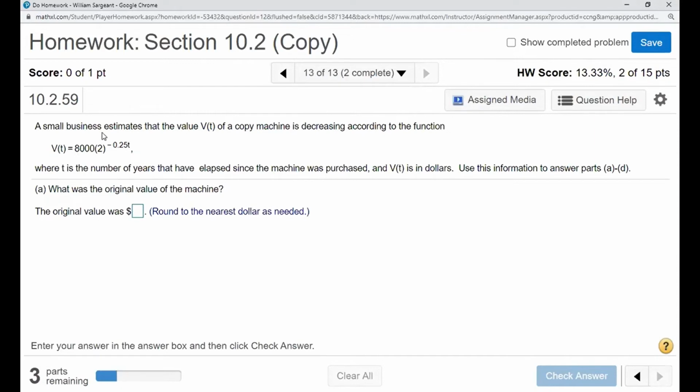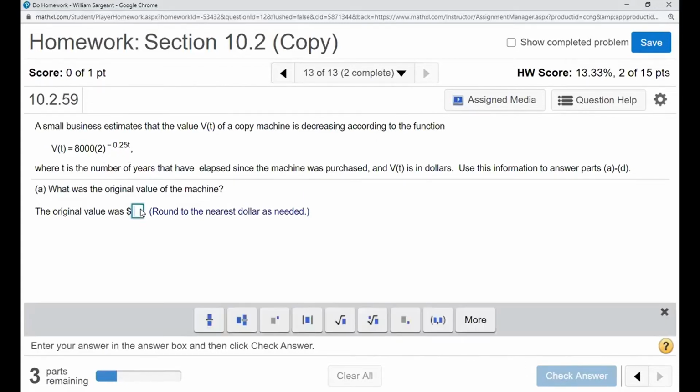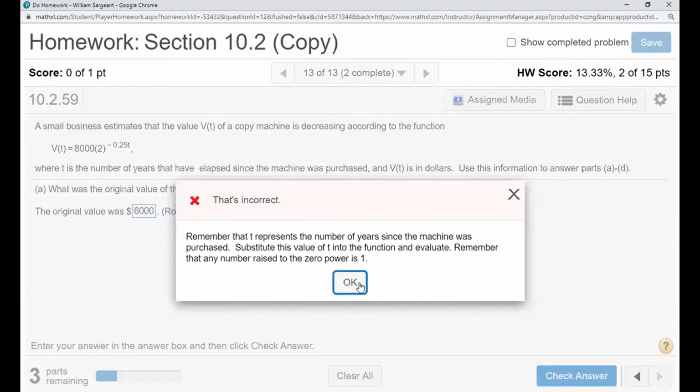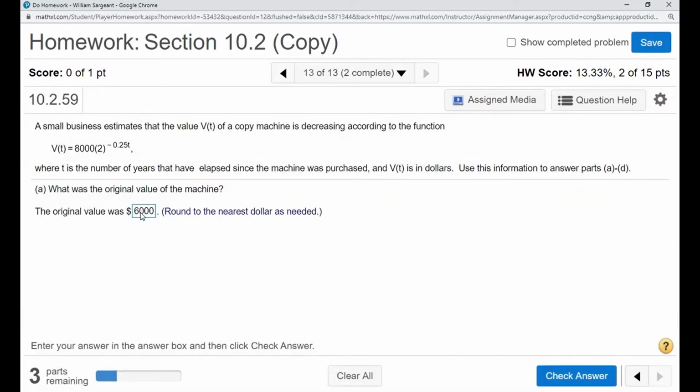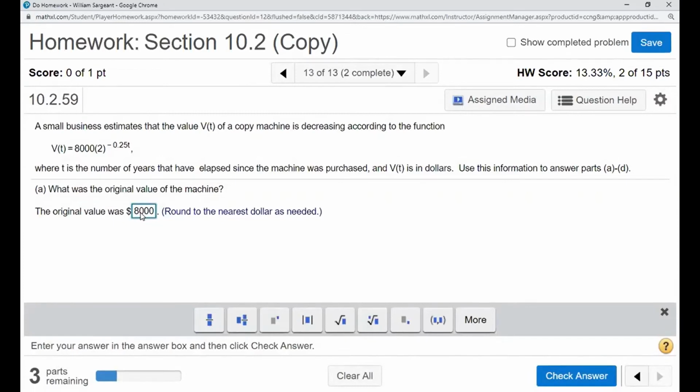Here we have an item at a business depreciating or decreasing in value according to this function. B is the value, T is the time in years. The original value, we're putting in T equals 0. Negative 0.25 times 0 is still 0. 2 to the 0 is 1. Multiply that by 8,000. So it started out with a value of 8,000.